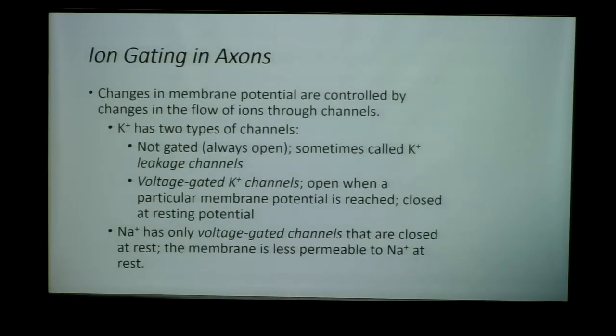Okay, so let's speak about ion gating along the axon. Now, as you mentioned before, membrane potential changes are controlled by how permeable the membrane is to that ion. And that is nothing more, right? Don't complicate that in your mind. That's nothing more than how many channels are on this neuron, right? So potassium has two types of channels. Not gated, or always open: these are called potassium leak channels.